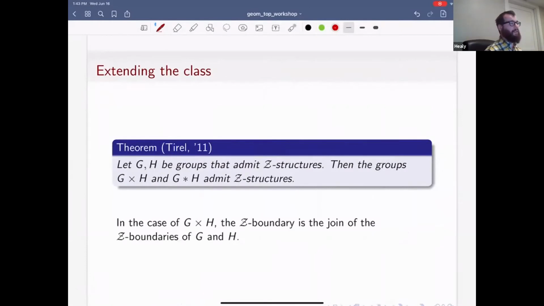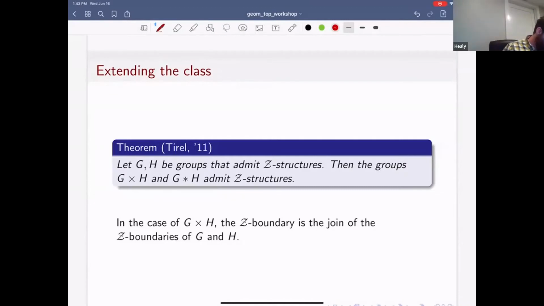Okay, so a student of Craig's in 2011, or at least that's the date that I think the arXiv posting went up that I looked up, Kerry Tirel, she showed that this class of groups is closed under direct products and free products. Okay, so you can take two groups that admit Z structures and even EZ structures, I believe, and you can build Z structures for the direct product and the free product just using the Z structures and the Z-sets that you had for the constituent pieces.